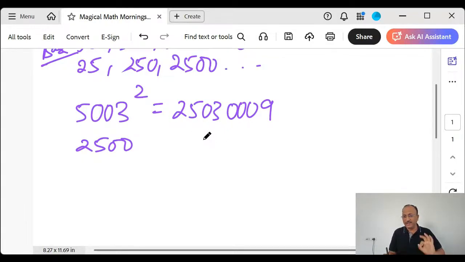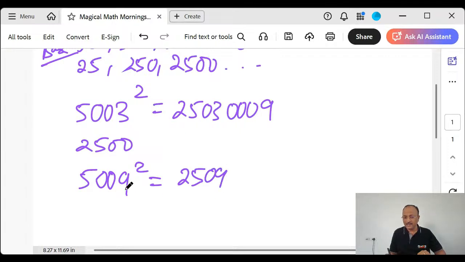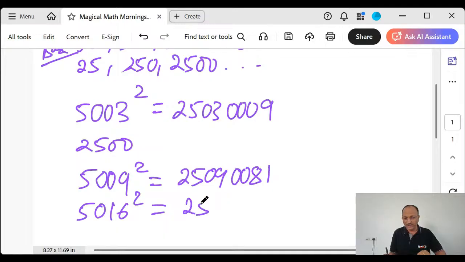Simple. And definitely if you practice, you will be able to answer this in 1 second. And if the number is a little bigger, maximum 2 seconds. Let's take 5009 square. What do we do? 2509 and 9 square is 81, so 0081. Maybe you want to take 5016 square. What do we do? 2516 is the first half and 16 square is 256, so 0256. Very easy.